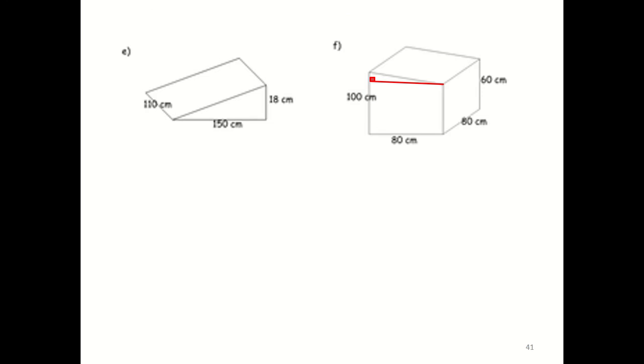Now let us look at this. E is simply a triangular prism. It's quite easy for you to calculate the volume. You will simply take 150 multiplied by 18 centimeters and multiply it by the height of the prism, which is 110, and it will give you the volume of that triangular prism, and that will be 123,750 cubic centimeters.